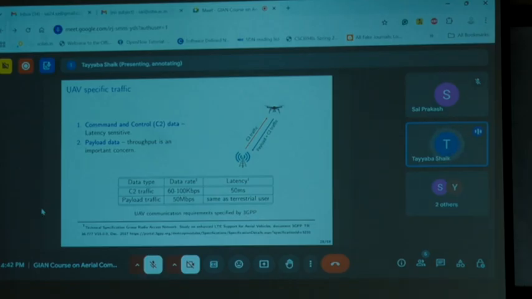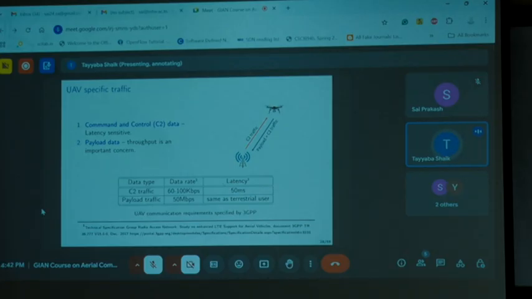So the air to ground data can be a combination of payload and C2 traffic, whereas ground to air would be purely C2. So these are some specifications given by 3GPP. If you see, the C2 traffic has a latency constraint of 50 milliseconds, as in within 50 milliseconds, one should be able to communicate the data to the UAV.